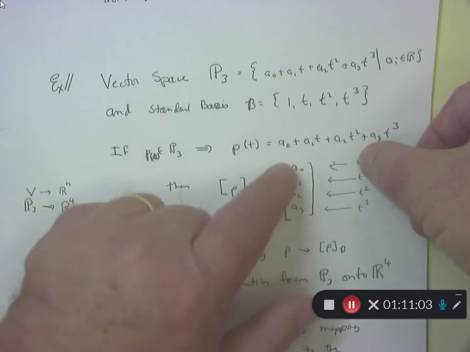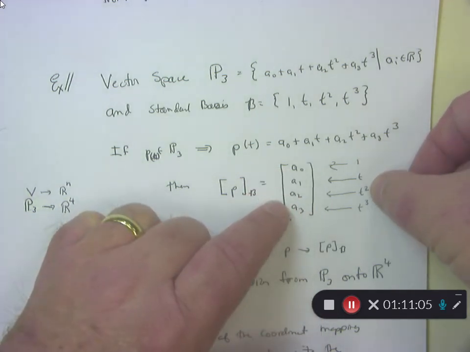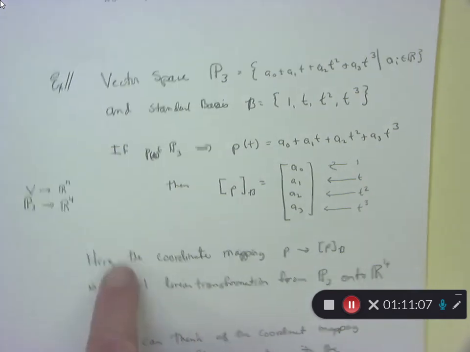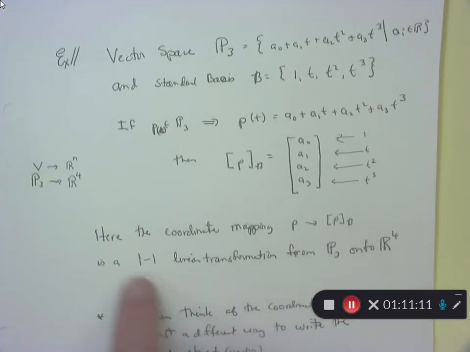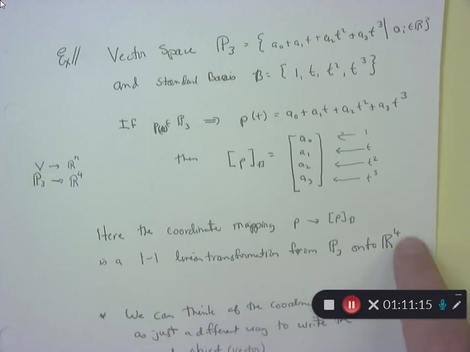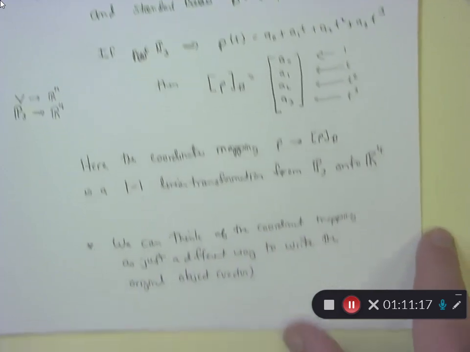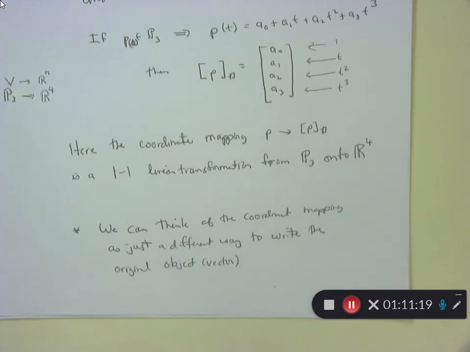This is the coefficient of 1, this is the coefficient of t, this is the coefficient of t squared, this is the coefficient of t cubed. Here the coordinate mapping is from p of t to the coefficients, and it's a one-to-one linear transformation from P3 to R4. Think of the coordinate mapping as just a different way to rewrite the objective, which is the vector.